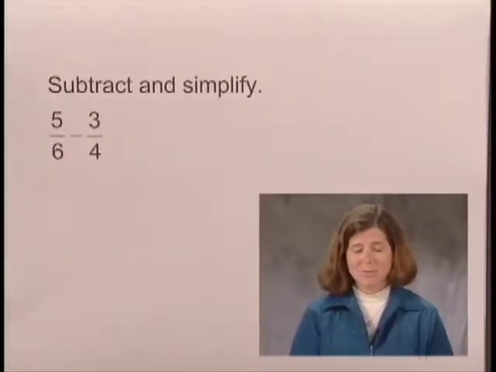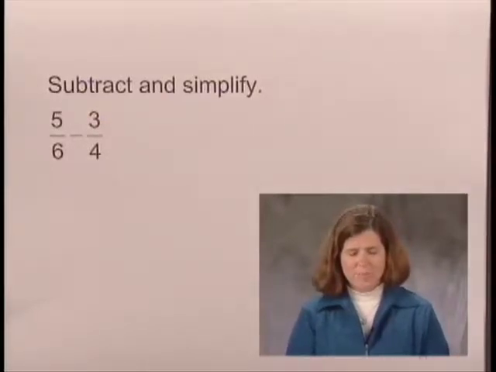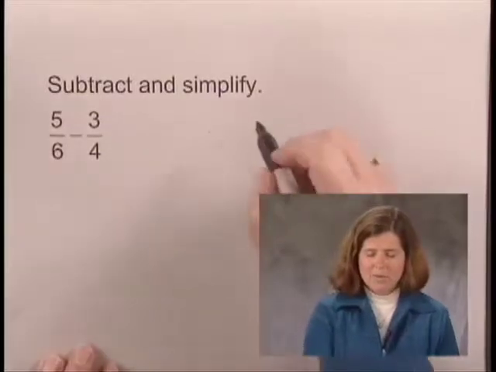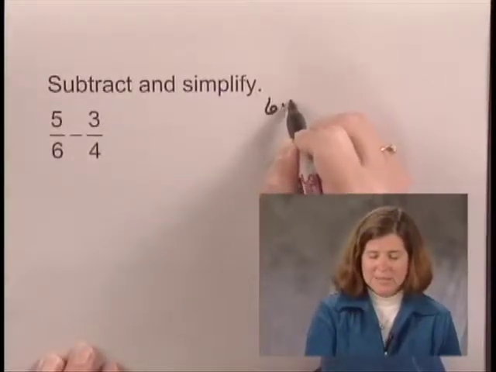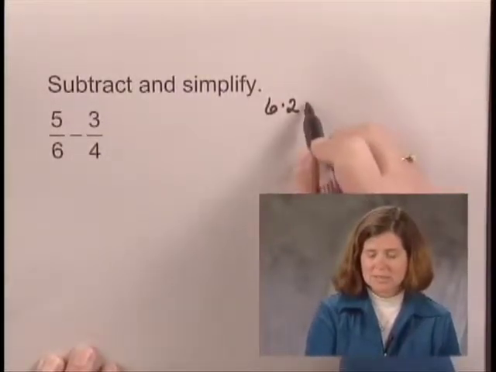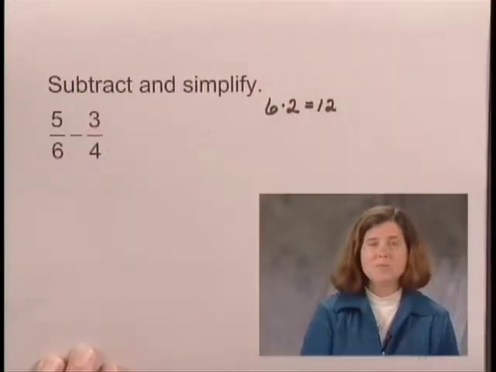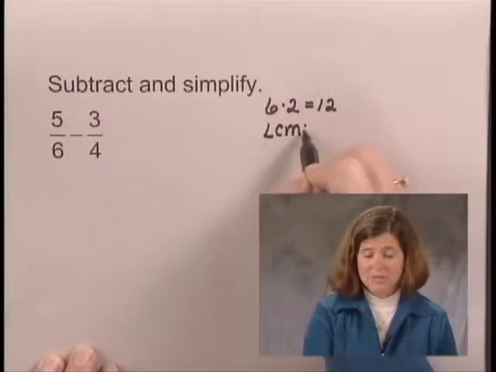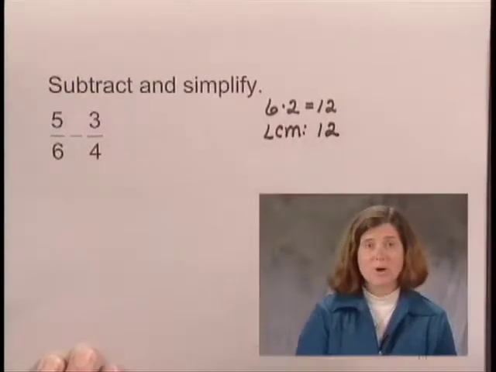Looking at 6 and 4, first of all, notice that 6 is not a multiple of 4. However, a multiple of 6, 6 times 2, the next multiple of 6, which is 12, is a multiple of 4. So the least common multiple of 6 and 4 is 12.